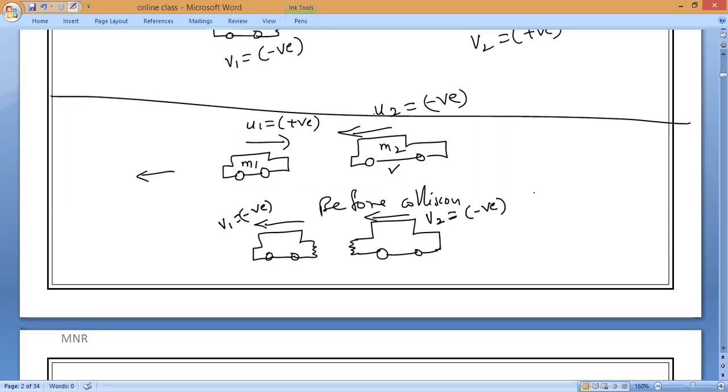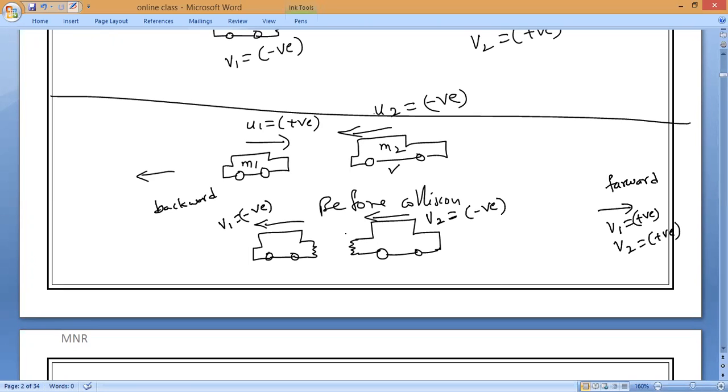For example, if they move in this direction, then what will happen? Both final velocities will become positive. Final velocity of this one also will become positive. They'll move forward. If they all move backward together, then both velocities are negative. Are you clear, Hari? Any doubt, Hari?